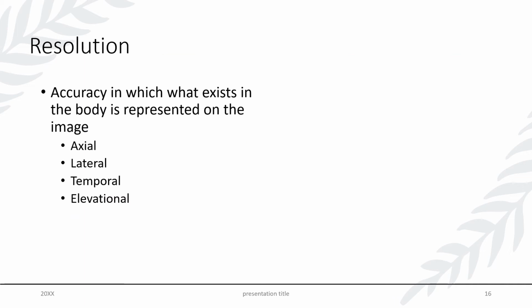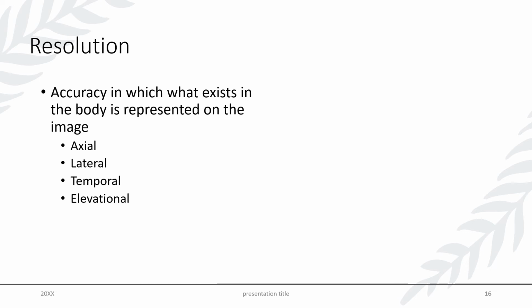Now, the terminology resolution might be simplified for you, but one of the ways I describe it to our students is that it is the accuracy of the representation of the anatomy on the image. So we know that there's a certain way that the anatomy exists within the body, and if we are able to represent that anatomy perfectly on our image, that would be perfect resolution. Now, that's never possible, so we're always shooting for the best resolution we can get with all things considered.